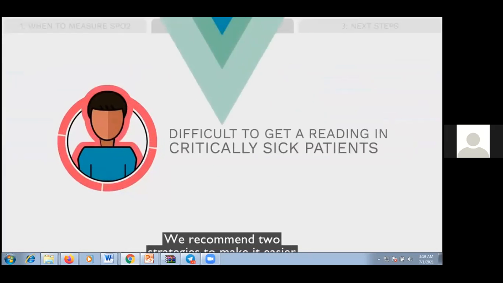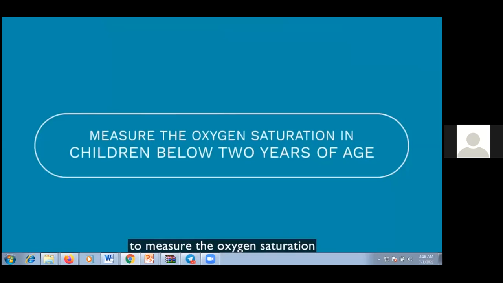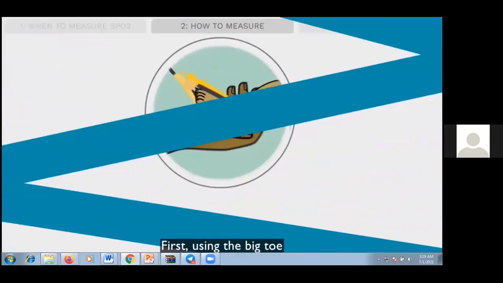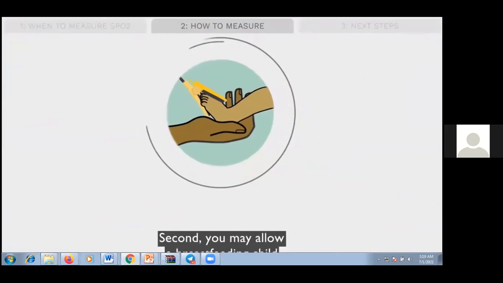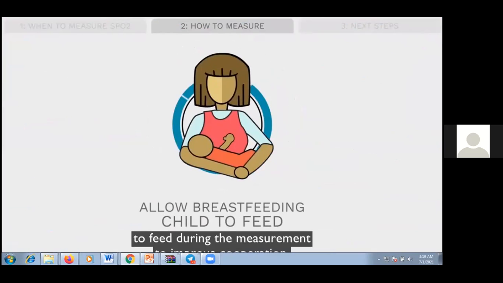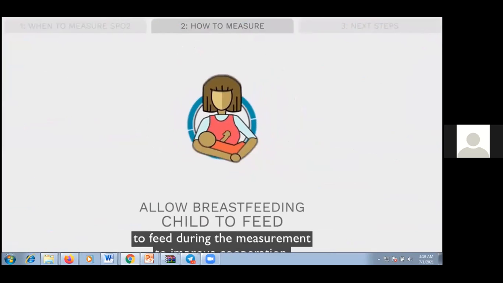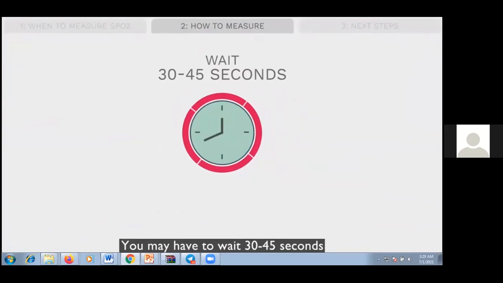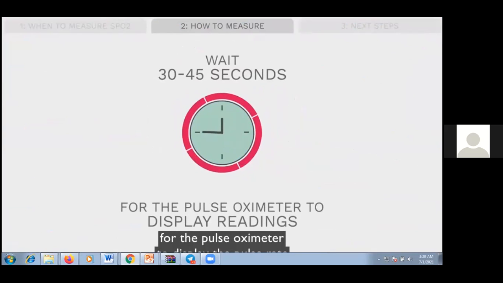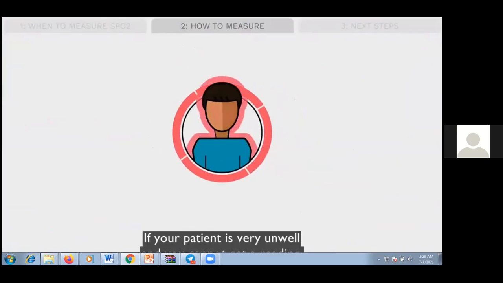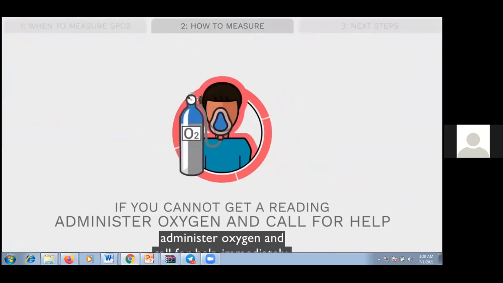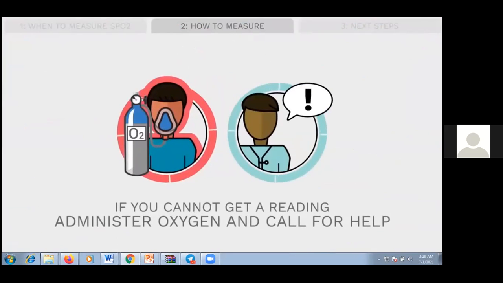We recommend 2 strategies to make it easier to measure the oxygen saturation in younger children below 2 years of age. First, using the big toe, as this allows the child to sit comfortably in the caregiver's lap and be comforted. Second, you may allow a breastfeeding child to feed during the measurement to improve cooperation. You may have to wait 30 to 45 seconds for the pulse oximeter to display the pulse rate and oxygen saturation readings. If your patient is very unwell and you cannot get a reading, administer oxygen and call for help immediately.